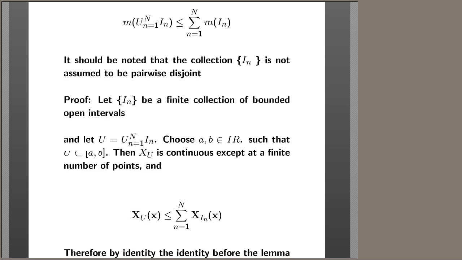Let the collection be a finite or infinite collection of bounded intervals, and let U be the union of them. Choose a and b in the set of real numbers so that U is a subset of (a, b). Why? Because we say it's bounded. Then the characteristic function of U is continuous except at a finite number of points. What are those possible finite number of points? Those are the endpoints of those intervals I_n. Okay.